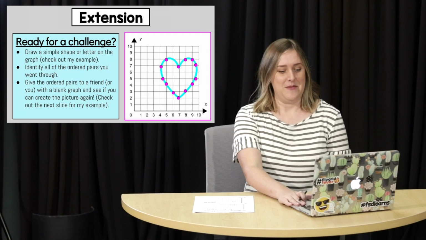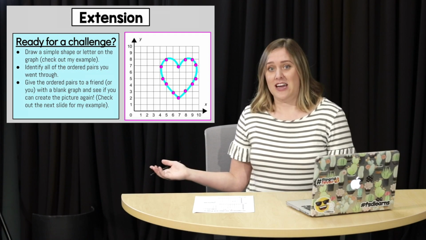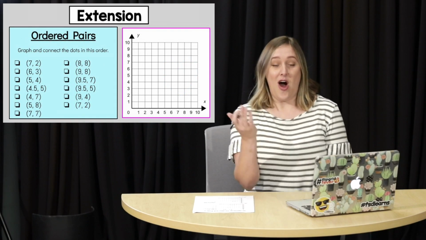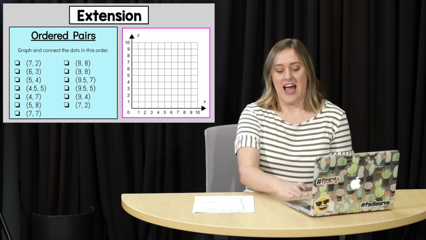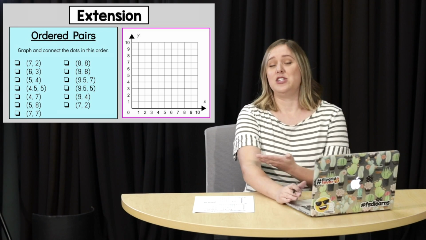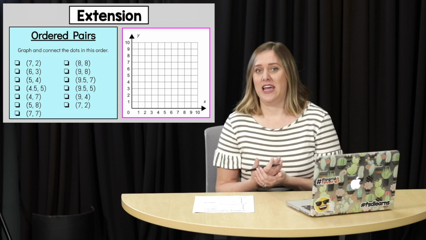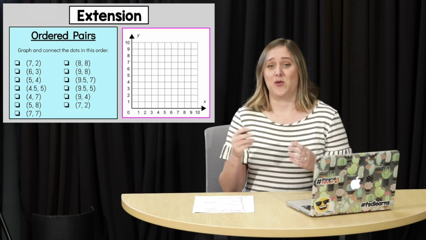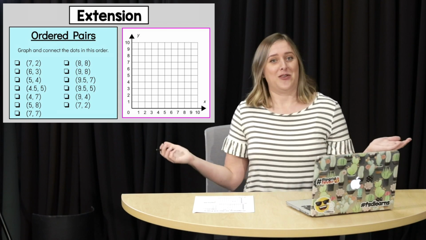It'll be super fun. So let's look at my example. I have a heart here, and I've written all of the different ordered pairs that I have identified in this shape. So what I would do is I would take a blank coordinate plane, and I would graph all of those ordered pairs again and see if I could create that same shape.